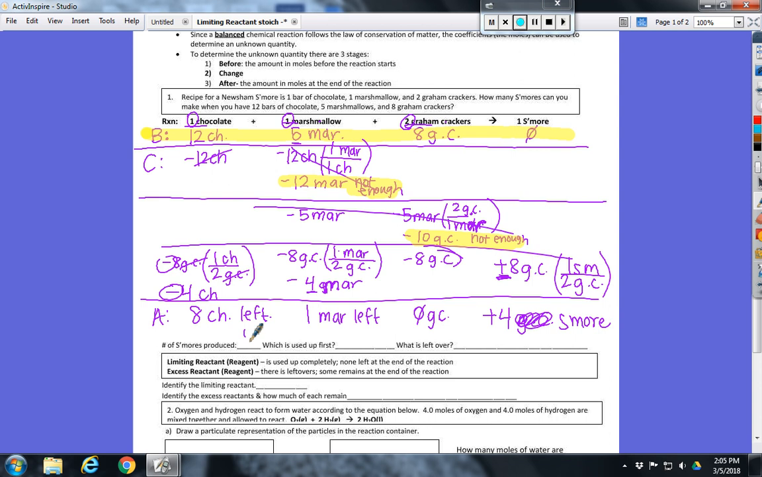So how many s'mores are made? 4. Which was used up first? That was the graham crackers. What was left over are marshmallows and chocolates.